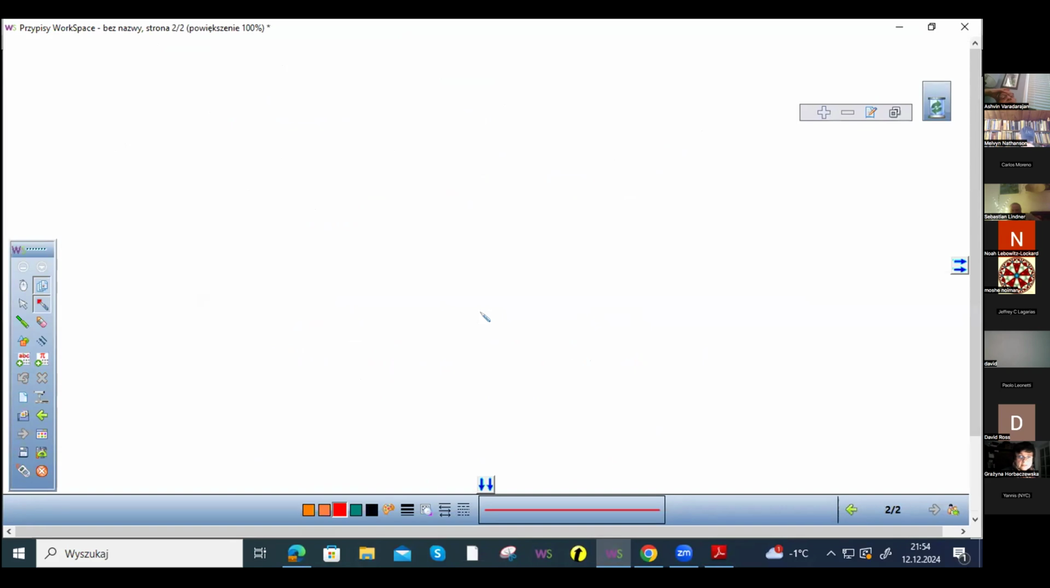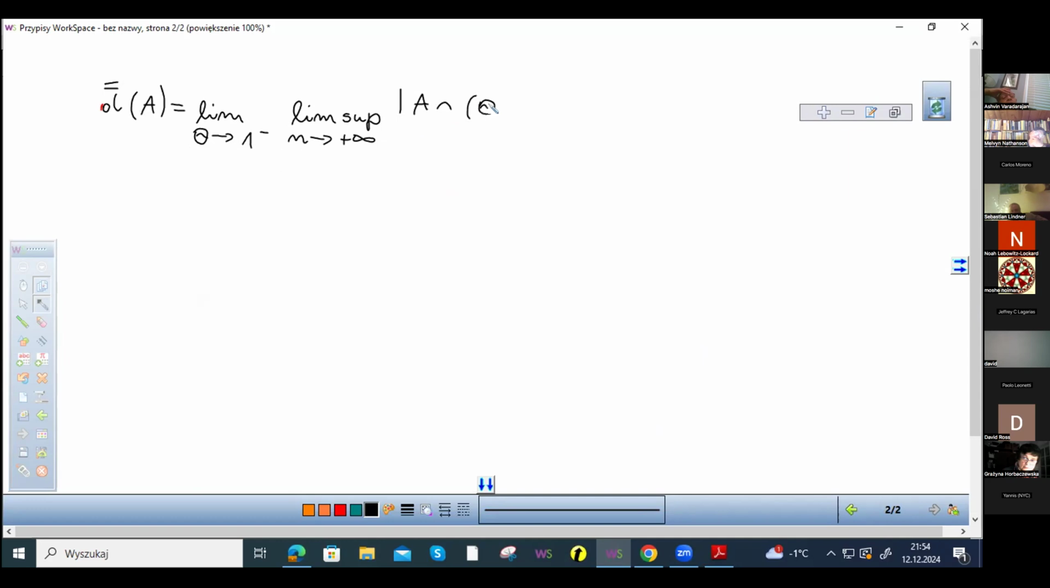I'd like to say a few words about the density which was introduced by Polya. The definition is like that. We take a subset A of natural numbers and we compute the following limit: the limit when theta tends to 1 of the upper limits when n tends to plus infinity of the cardinality of A on the interval. We control the proportion, yeah?